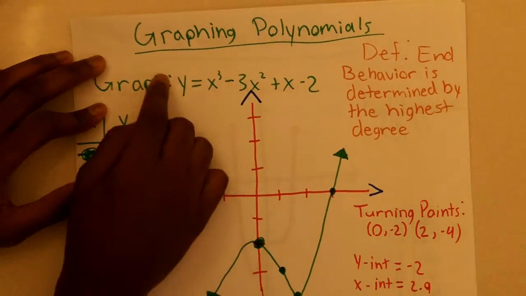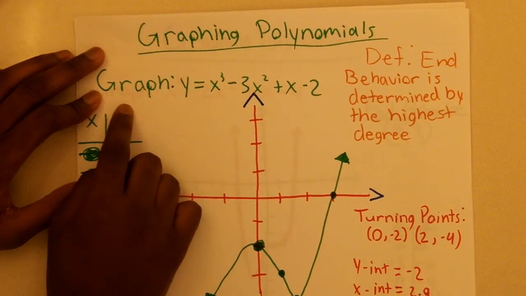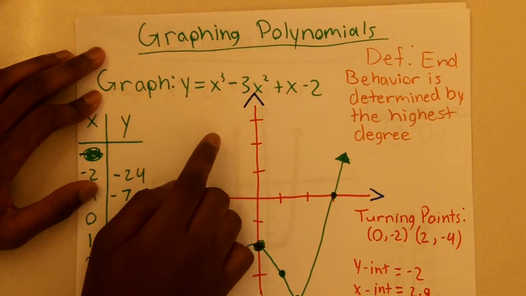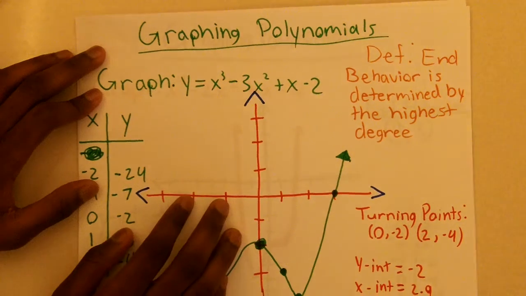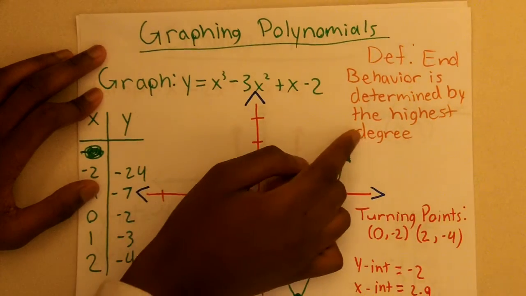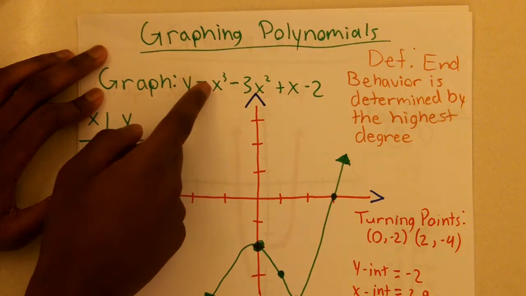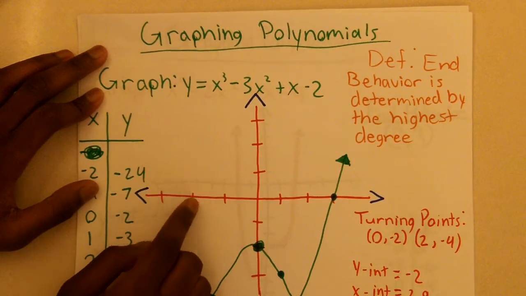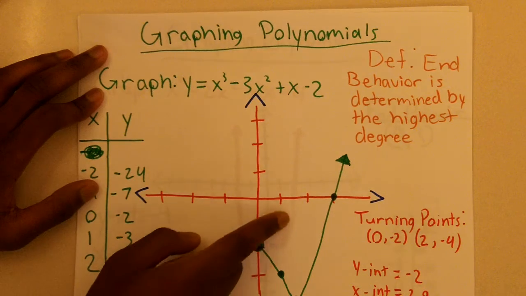So the next section is graphing polynomials. And this example is graph y equals x cubed minus 3x squared plus x minus 2. The first thing you need to do is to determine your end behavior. And the end behavior is determined by the highest degree. So with the highest degree being to the power of 3, the graph goes down, up.